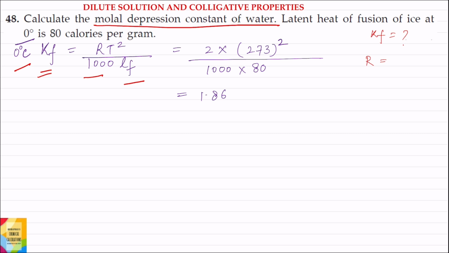So value of R will be equal to 2, and temperature is in kelvins. So 0 degree centigrade means 273 Kelvin. Lf means latent heat of fusion which is given in the question as 80 calories per gram. So putting the values and solving, the value of Kf is equal to 1.86. Value of R is 2 calories per Kelvin per mole.